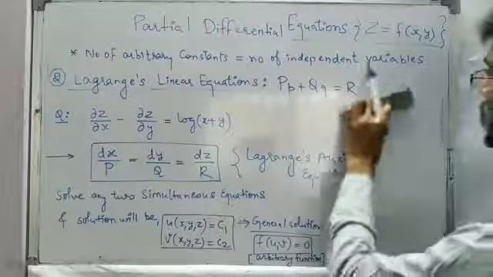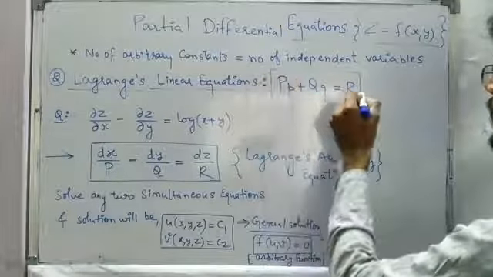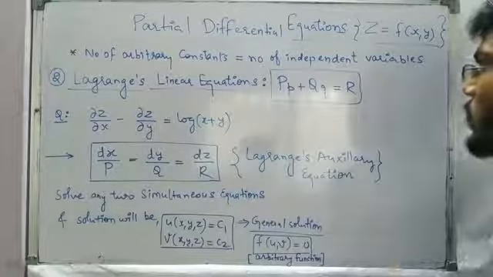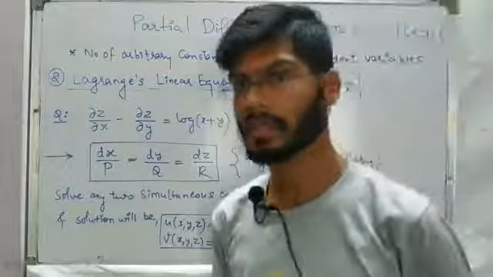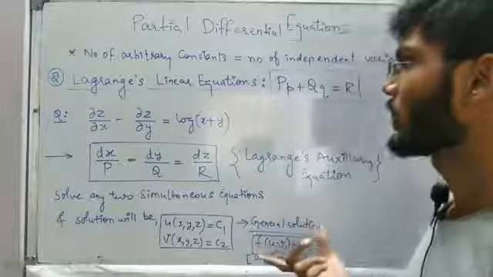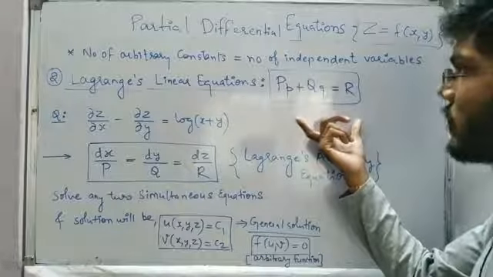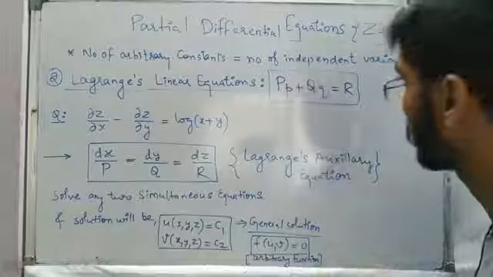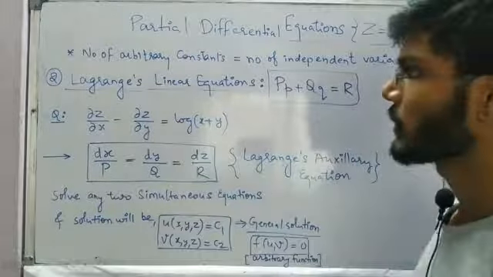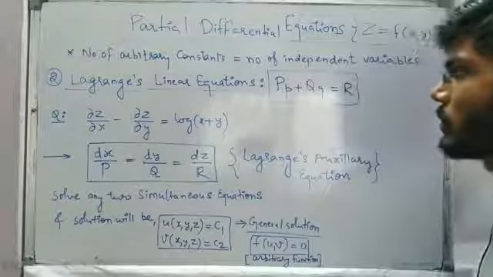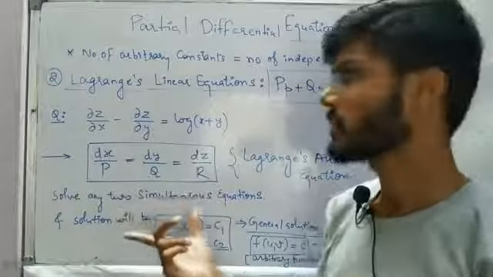So in the case of Lagrange's linear equation, we have this standard form, something like capital P small p plus capital Q small q is equal to R. So if we are given any first order first degree linear differential equation, and if it is comparable with our Lagrange's standard form, we'll have to write the values of capital P, capital Q and capital R. So I have taken one example: dou z by dou x minus dou z by dou y is equal to log of x plus y. This is nothing but our first order first degree partial differential equation.